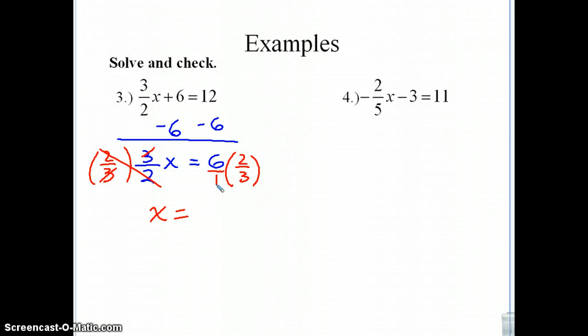The 6 becomes 6 over 1 times 2/3. The 3 cancels to 1, the 6 becomes a 2. I end up with 2 times 2, x equals 4.